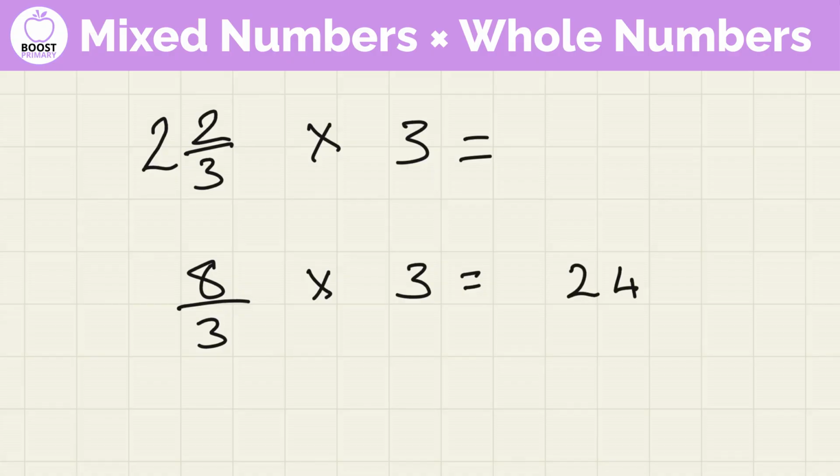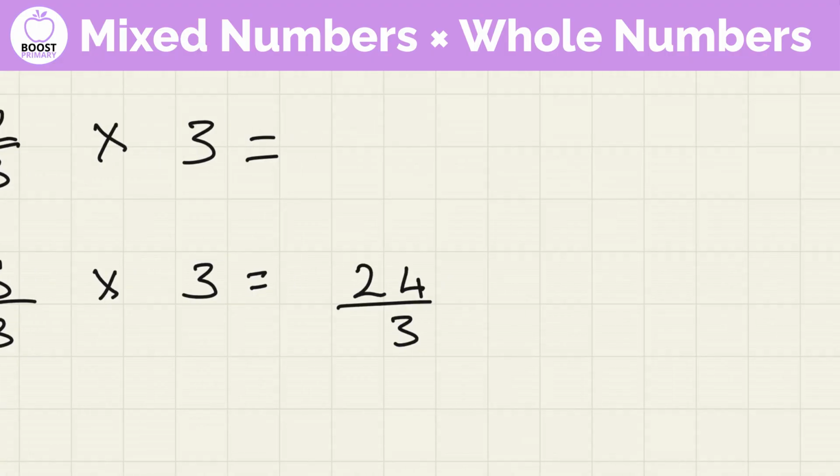That gives me 24/3. And this is the correct answer. And in your arithmetic paper during your SATs, this will get you the mark. However, you may wish to turn it into a mixed number fraction. So this time, 24/3 equals 8 whole. And this will also give you the correct answer and the mark.